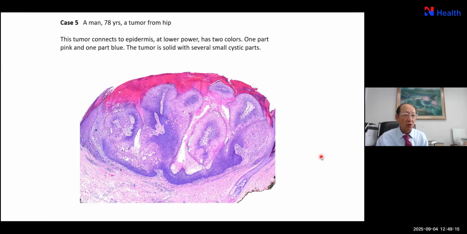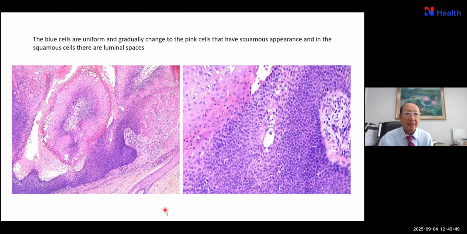Okay, next, in the group of skin tumors, a man, 78 years old, a tumor from the hip. The tumor connects to the epidermis. There is erosion on the surface. On low power, it has two colors. One is pink, the other one is blue. There are some tiny cystic spaces scattered in the lesion. This larger one, there are some smaller ones.